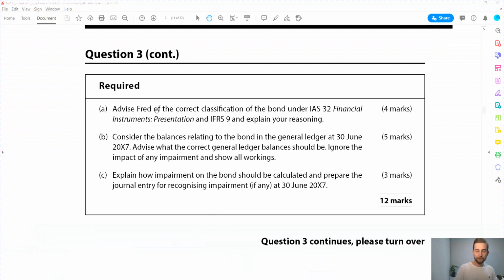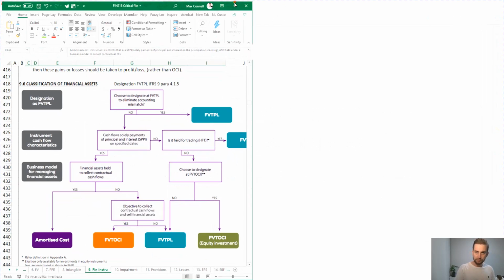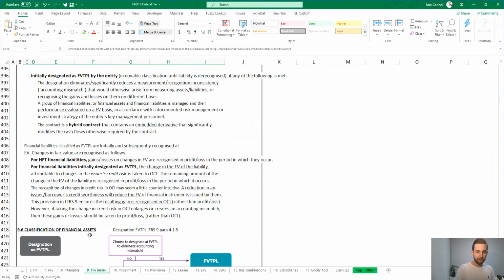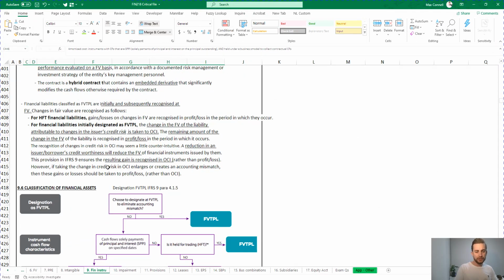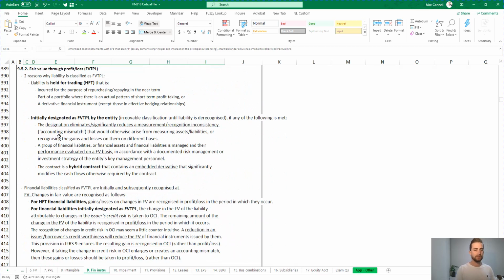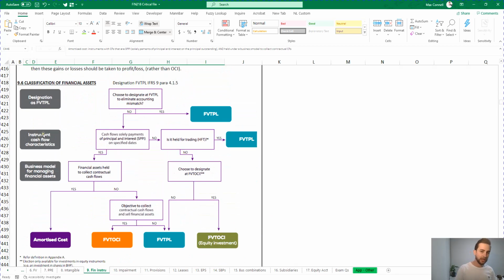Okay, so for the first part, four marks is for identifying the correct classification under IFRS 9. So if we bring up our critical file, and we open up the financial instruments, the first thing to note, and probably the first mark, is observing that it's a financial asset. It's not a financial liability, it's a financial asset. Now, the next question is, how do we actually account for it? What's the correct classification? So, of course, we're going to go to the section on classification of financial assets. And we've got this flow chart here, which you would have seen and explained in further detail in one of my CSG videos.